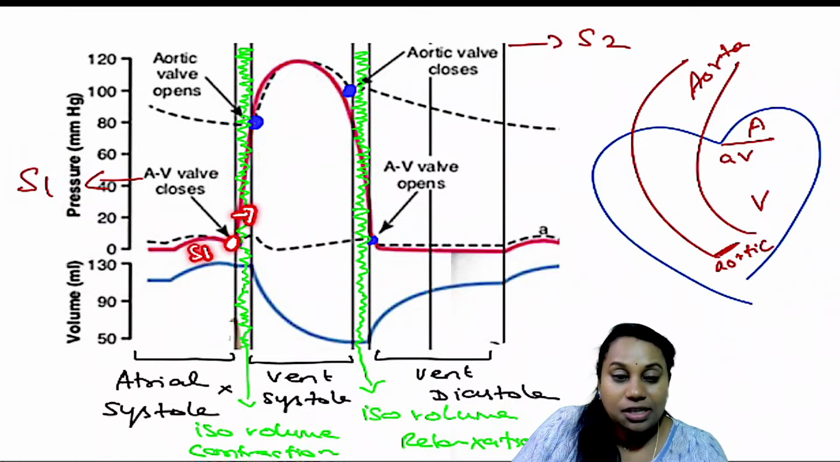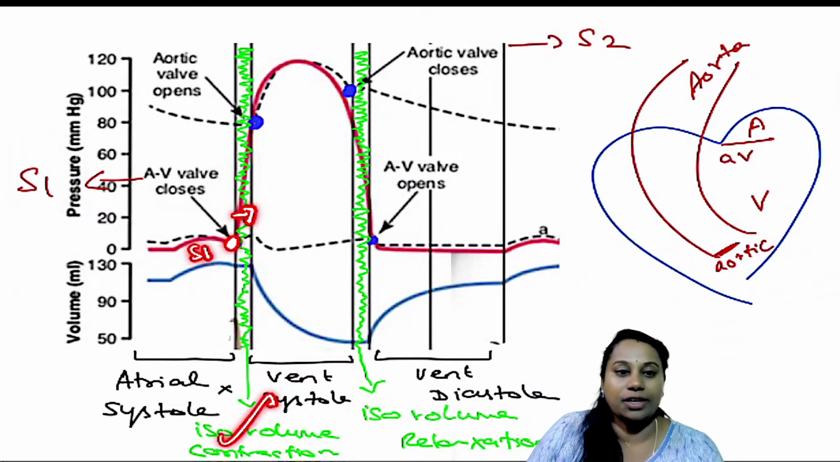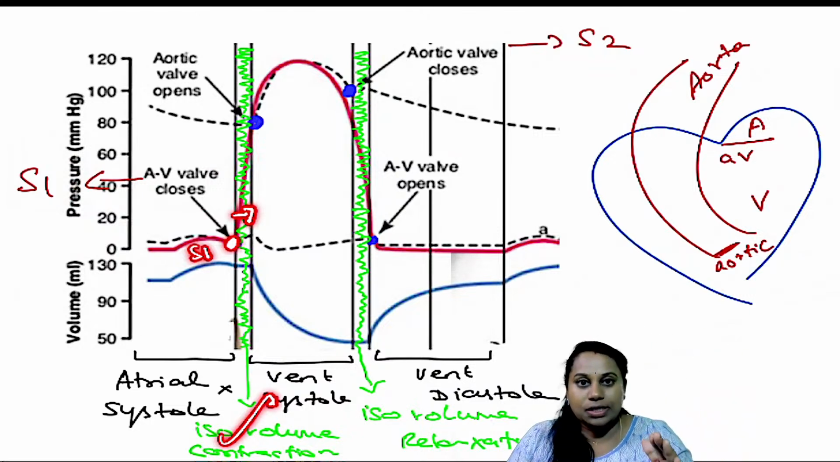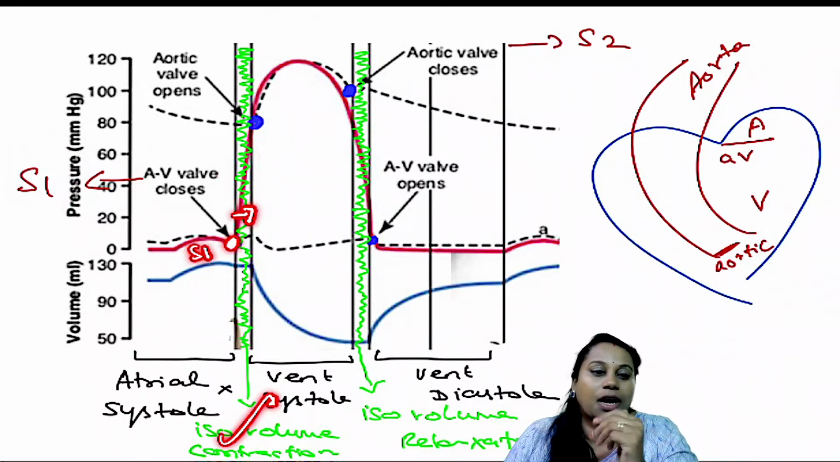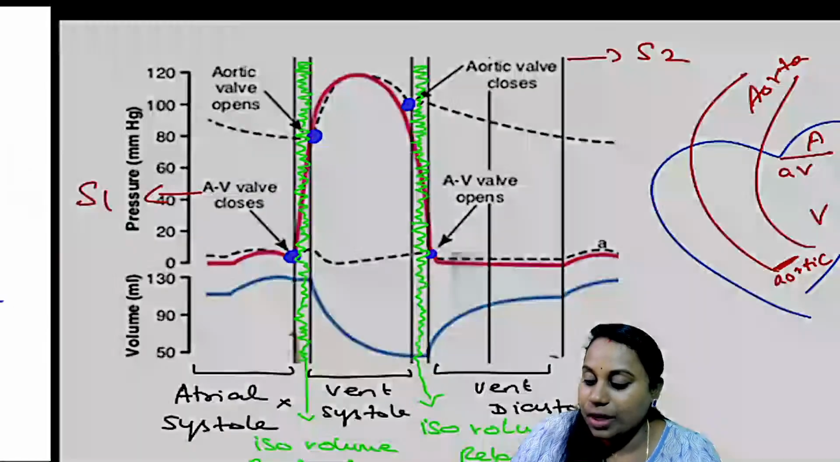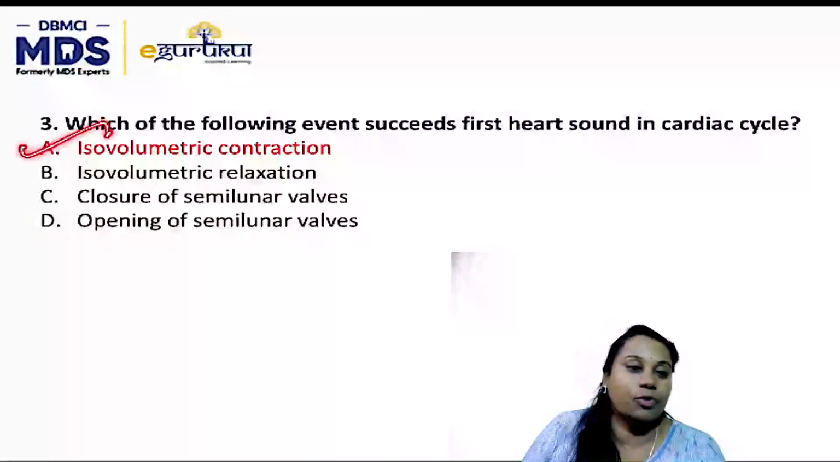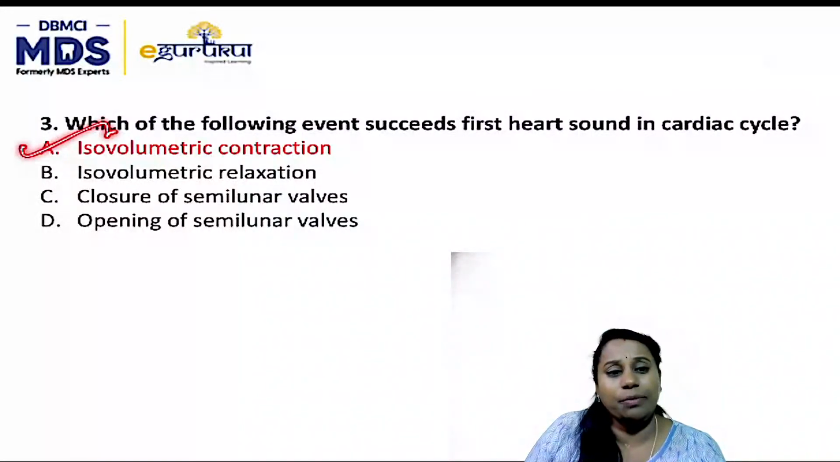S1 is succeeded by which event? What is this green event? Isovolumetric contraction. After the AV valve closes, there is an isovolumetric contraction period and only then will the aortic valve open. So S1 is succeeded by isovolumetric contraction. That is why the answer to this question is option A, isovolumetric contraction.